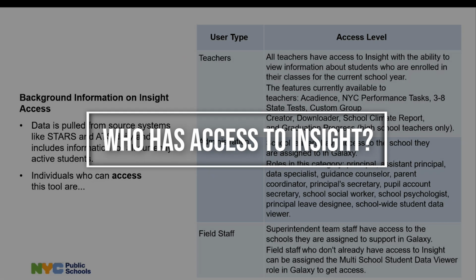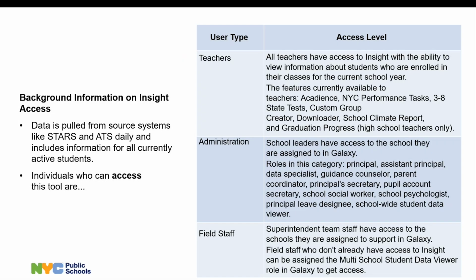Okay. Just a little background on access, because it always seems like one of those things that's different for different levels, right? Data is pulled from source systems like ATS and STARS daily, so it includes information for all of your current students. Different people have different needs to access this, right? So we have user types and access levels. For example, all teachers have access to Insight with the ability to view information about their students, right? So if you have 5 classes, you should have all 5 of your classes.